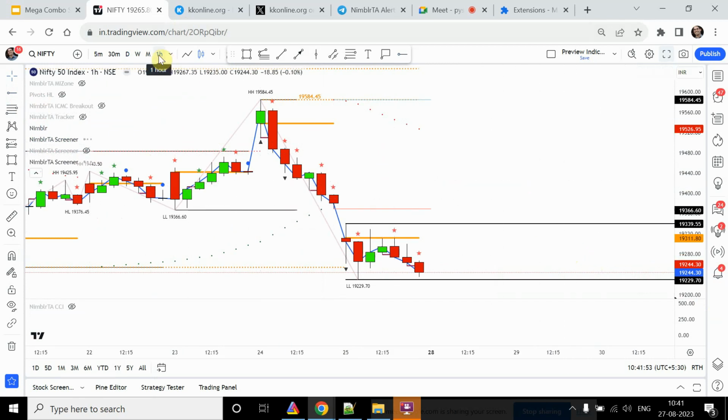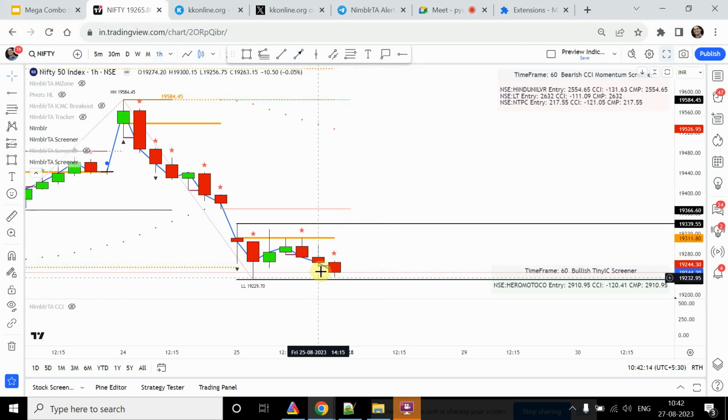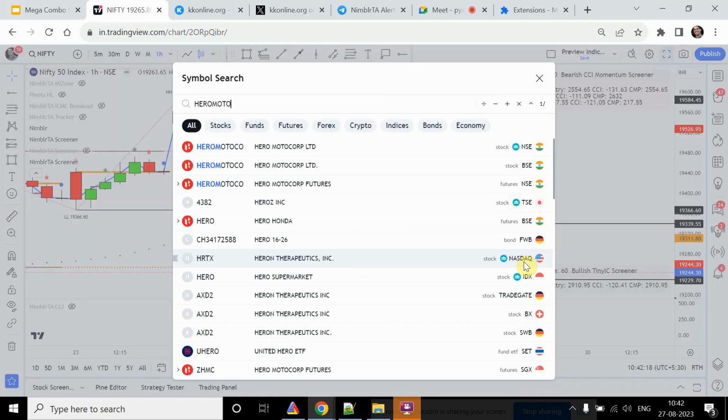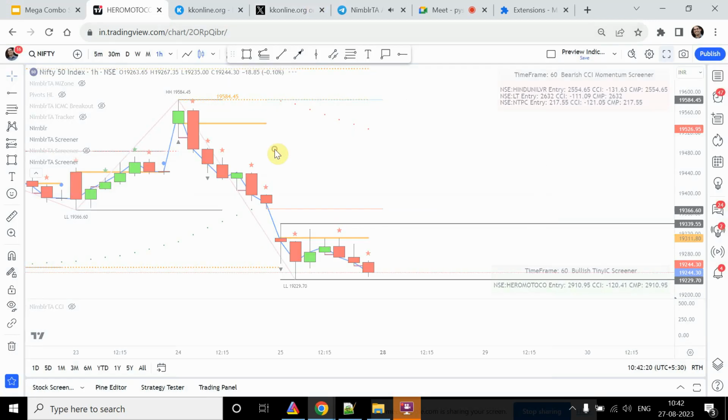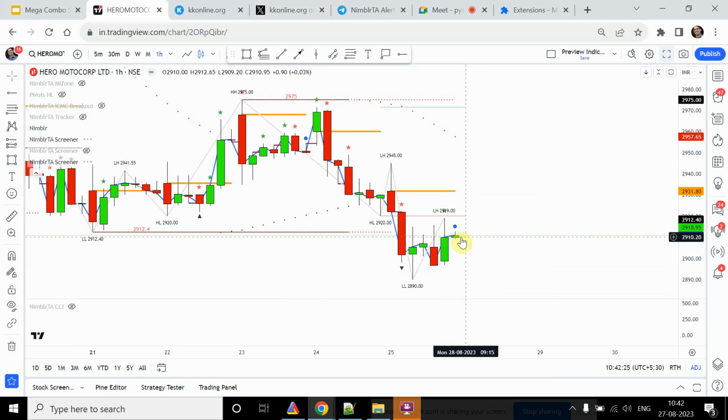So I am on an hourly time frame right now. I see the open of the day has happened, and Nifty was unable to cross and sustain above the open of the day. It tried to cross it, but then it did not sustain above it, and these two acted as a lower high and it crossed below. Then there was an ICMC breakout which happened, and it moved down. Similarly, Hero Motocorp over here. So Hero Motocorp on a 60 minutes time frame, that is on an hourly time frame, we see a TinyIC is being formed.